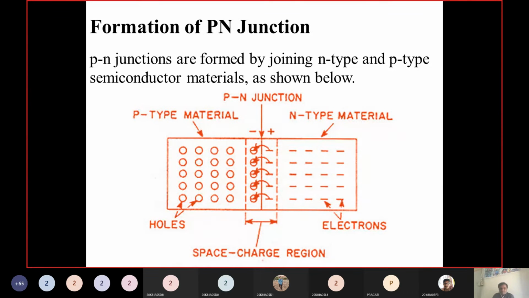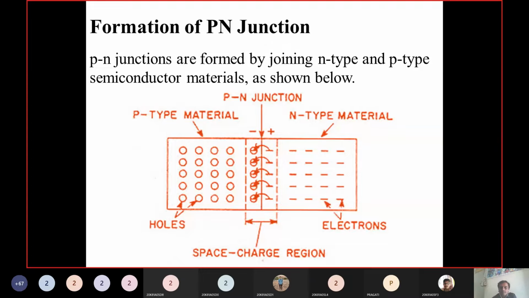So yesterday we discussed a little introduction about the PN junction formation. Once again I will revise this. Then after that we will go for forward bias and reverse bias. What is forward bias and reverse bias? First of all, one more time we are discussing the formation of the PN junction diode, how it will be formed.